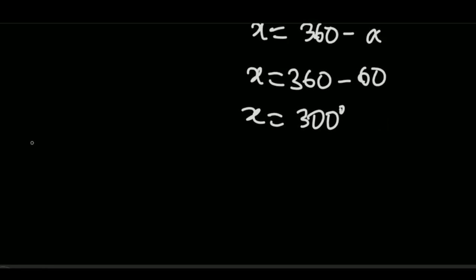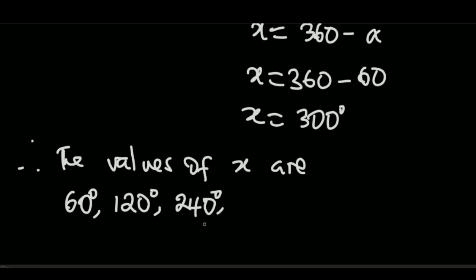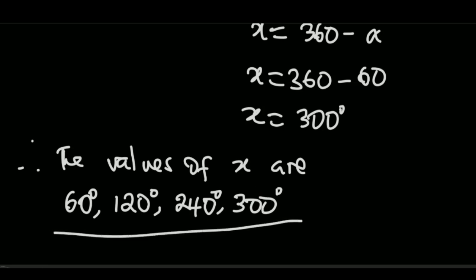So we can therefore conclude that the values of x are 60 degrees, 120 degrees, 240 degrees, and not forgetting 300 degrees. So all these are the angles which satisfy this trigonometric equation we have.